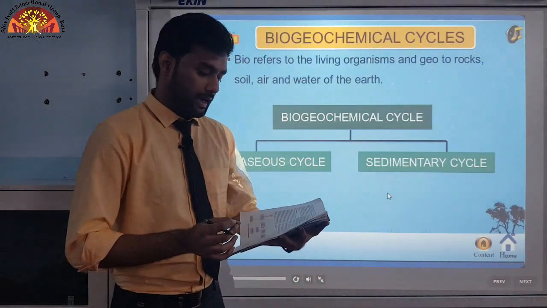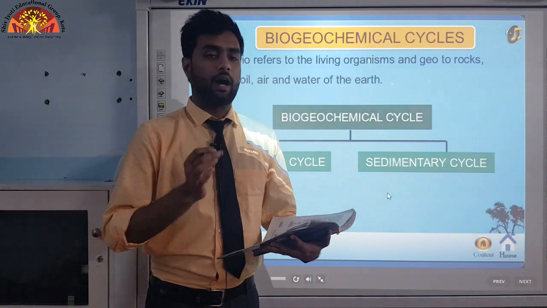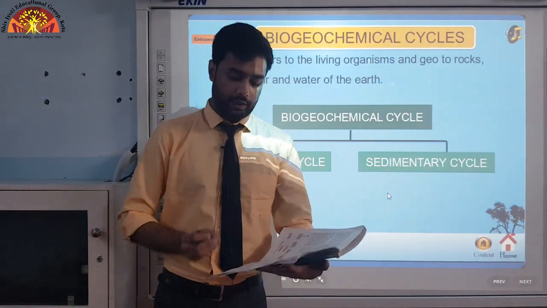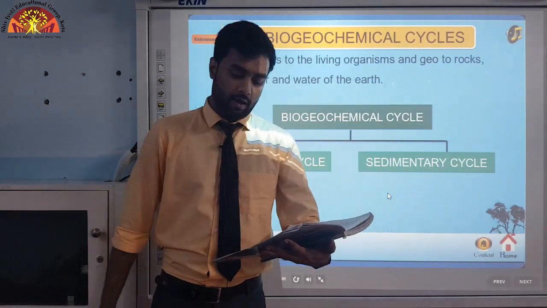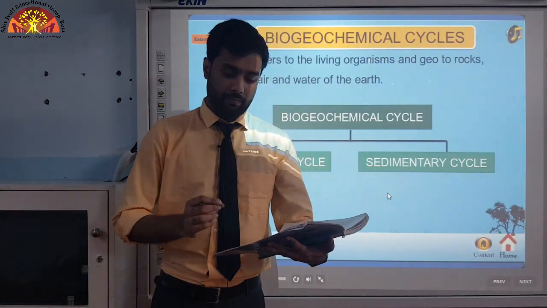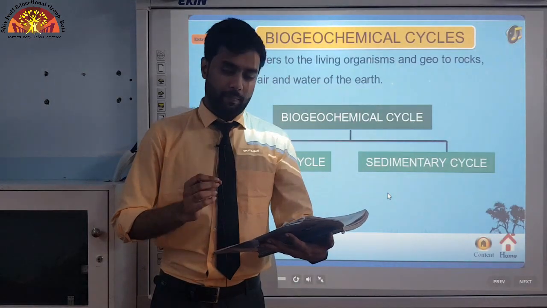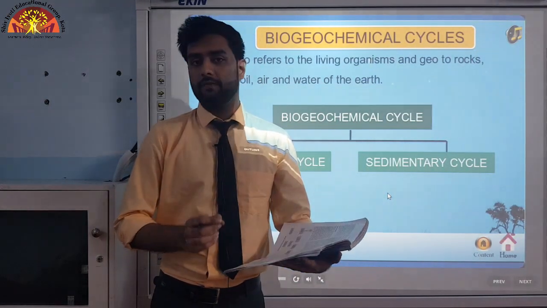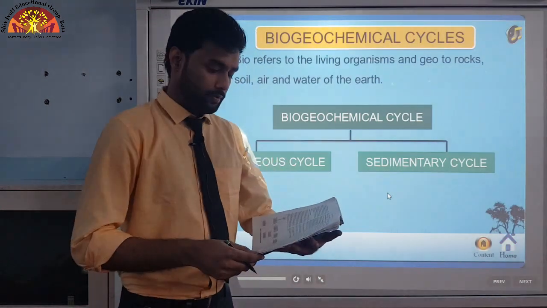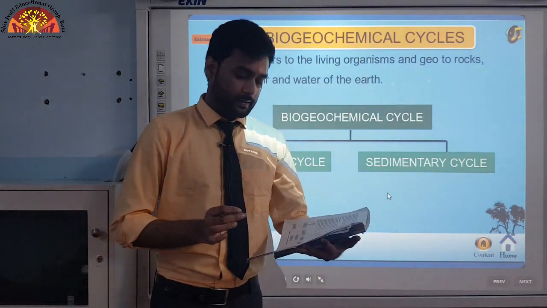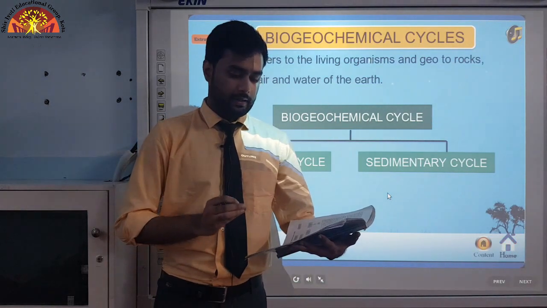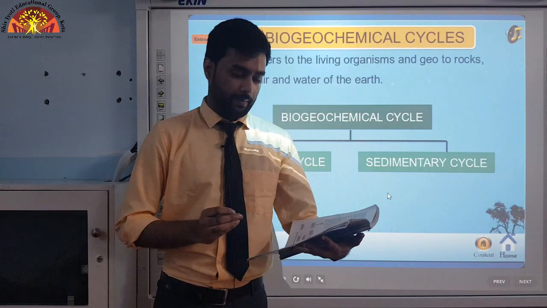These cycles are largely energized by solar insolation. How are they started? By the process of solar insolation, by the energy of the sun. Now, these cyclic movements of chemical elements of the biosphere between the organism and the environment are referred to as biogeochemical cycles. Underline this one.